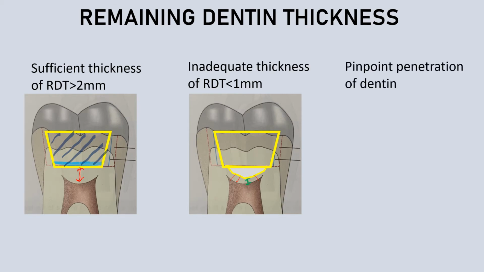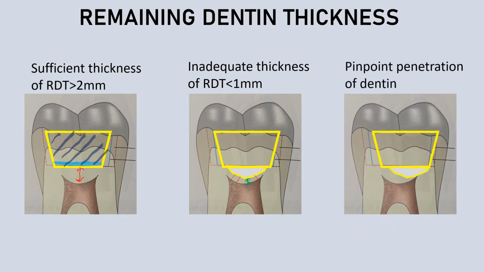In the third situation, you can observe that during cavity preparation, there was an accidental exposure of the pulp that we can see with our naked eyes. Now in this situation, when there is direct exposure of the pulp, we go in for a procedure called direct pulp capping. Now we will discuss both the procedures, indirect pulp capping and direct pulp capping, in detail.